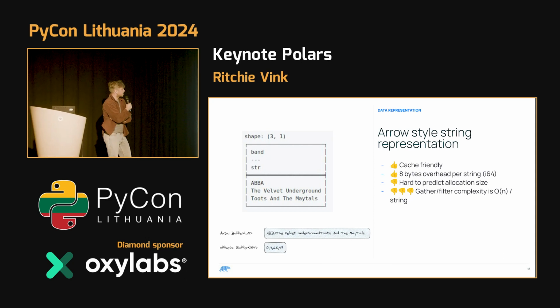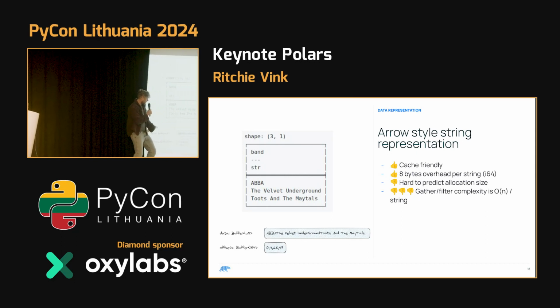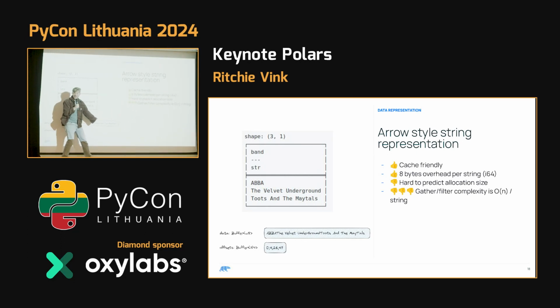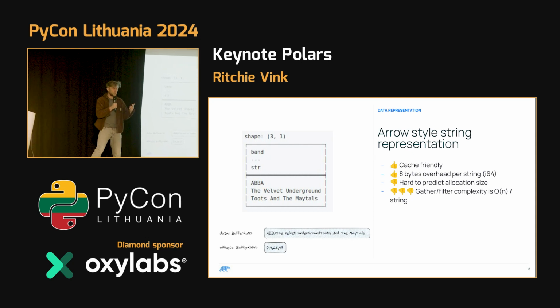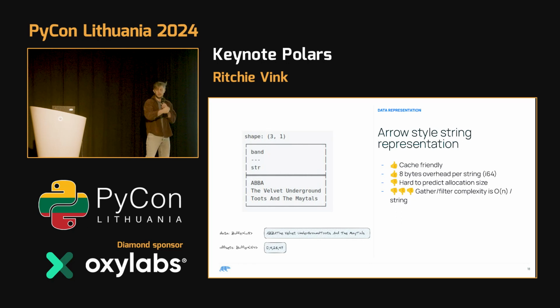And this string representation is good because it's really cache friendly. If I want to iterate this, I just traverse linearly through the buffer. What I want to say about cache efficiency: if you go linearly, it's good. If you hop around, it's bad. There's only 8 bytes of overhead per string, which is good. It's not much. What's bad, or a downside, is it's hard to predict allocation size up front because everything needs to be in a single buffer.